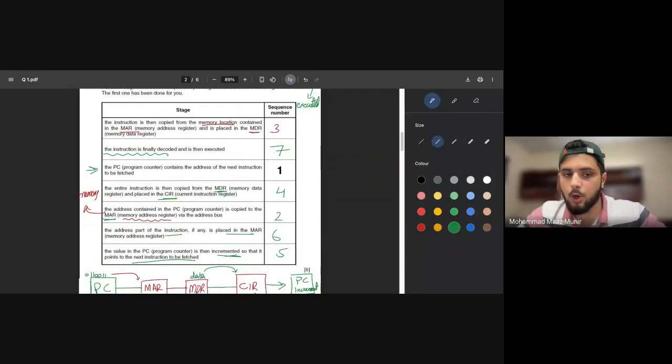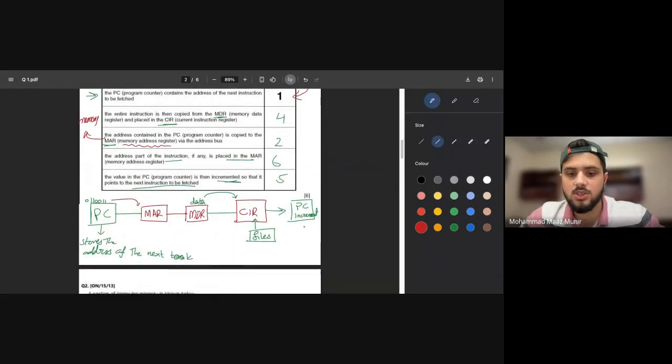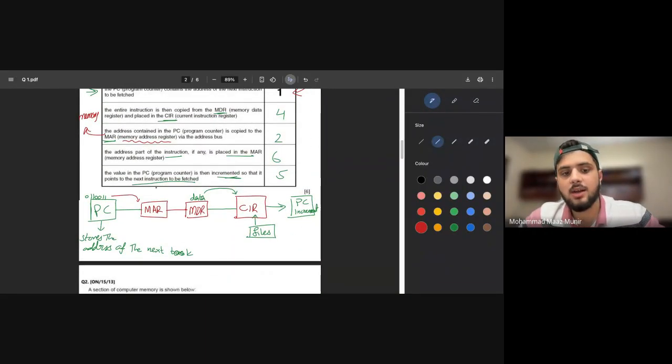And once your instruction is decoded and executed, the process is going to repeat. It goes back to your program counter, let's say for whatever the next function was, and it repeats again, and it's going to continue just like that.